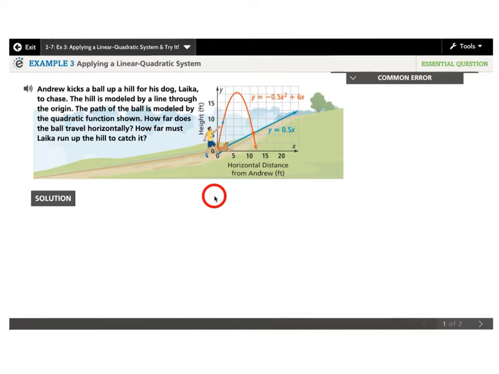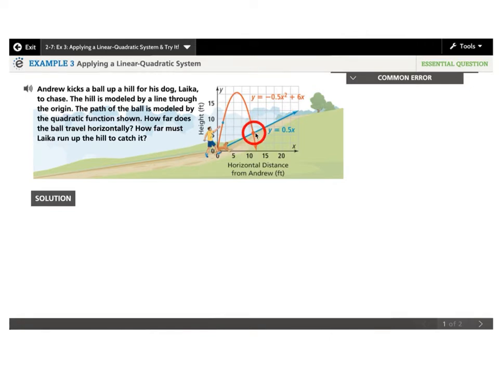This problem says Andrew kicks a ball up a hill for his dog, and the hill is modeled by a line through the origin. So here's the origin, and there goes the hill, and that's how the dog travels up. And the ball, when he kicks it, travels according to this parabola. How far does the ball travel horizontally when the dog catches the ball? So we want this point right here, where the ball begins to fall, and when it falls to this point, that's when the dog catches it.